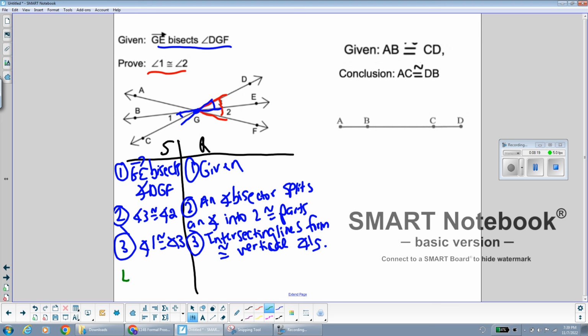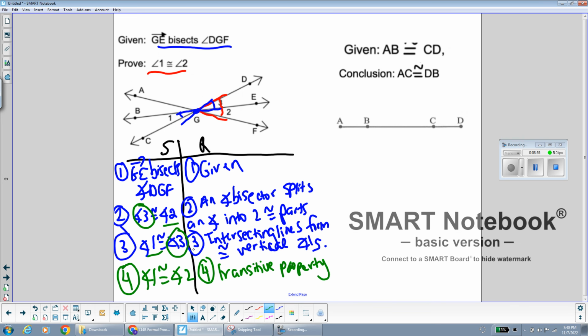And then finally, let's think about how we're going to justify our conclusion that angle 1 is congruent to angle 2. Well, we knew that angle 3 was congruent to angle 2, and that angle 1 was also congruent to angle 3. So if angle 1 and angle 2 are both congruent to the third angle 3, they have to be congruent to each other. Do you remember the name of the postulate or property that justifies that? If you're thinking transitive, you are absolutely correct. If two things are congruent to the same thing, then they're congruent to each other.